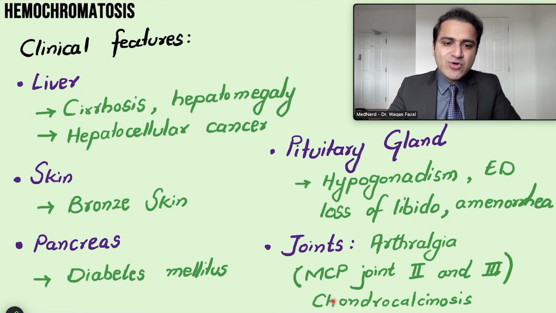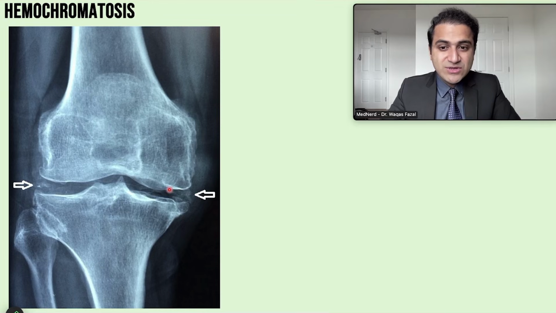These patients of hemochromatosis are more prone to chondrocalcinosis, where calcium pyrophosphate accumulates in the cartilage of the joints. And if you look at this X-ray, you can see these white lines show chondrocalcinosis. What is chondrocalcinosis? I'll talk about that in a separate video, but you need to remember that hemochromatosis patients are also very prone to develop chondrocalcinosis, calcium pyrophosphate deposition in the cartilages.